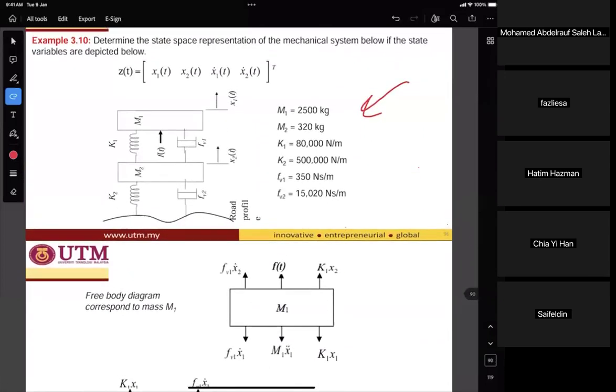Now the constants of the mass are real constants: 2,500 kilogram and 320 kilogram. K1 is 80,000 Newton per meter and K2 is 500,000 Newton per meter. FV1 is 350 Newton second per meter, and FV2 is 15,020 Newton second per meter. All are located here. This is a bus suspension system.